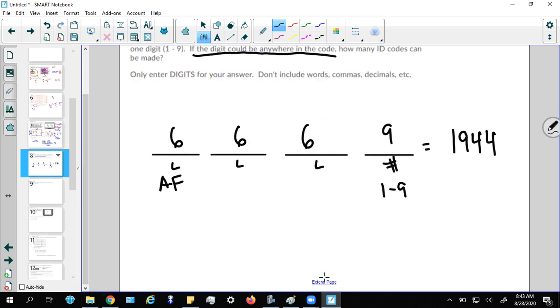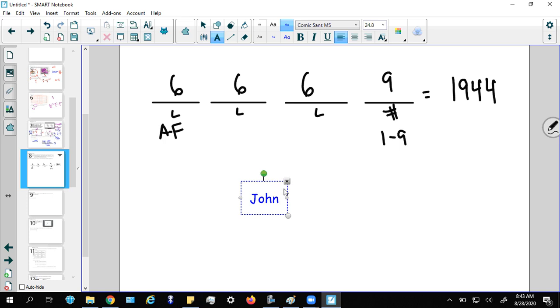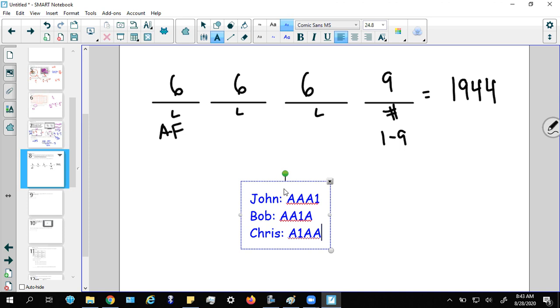Now, again, what this means is, let's say John's ID code was AAA1. Let's say Bob's ID code is AA1A. Let's say Chris's is A1AA, and then lastly Dave is 1AAA. What that means is, because this digit could be in the last place, in the second to last place, second place, or first, there's 4 positions in which it could be.